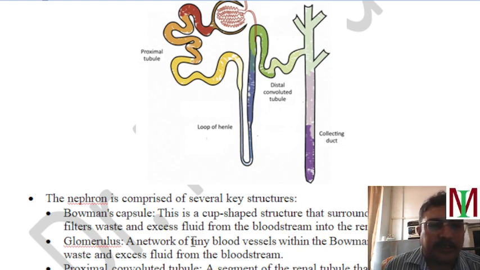The glomerulus is a network of tiny blood vessels within the Bowman's capsule that filters waste and excess fluid from the bloodstream. That means the bloodstream passes through this Bowman's capsule, and the vessels are arranged in such a way that an exchange takes place there. So there is an exchange.